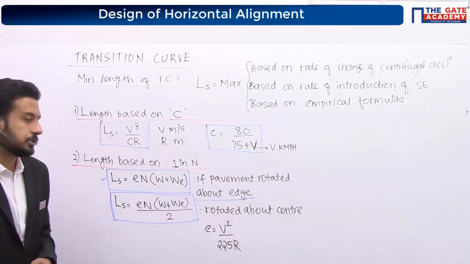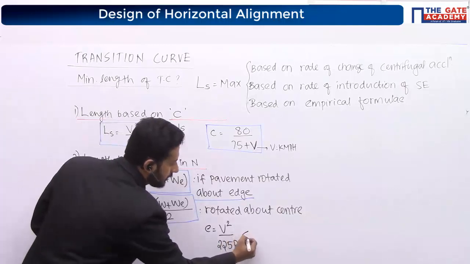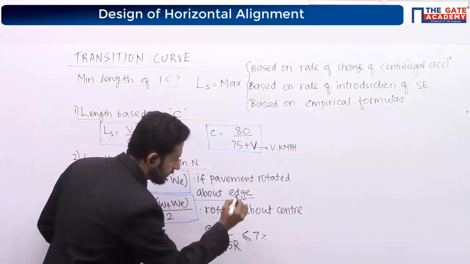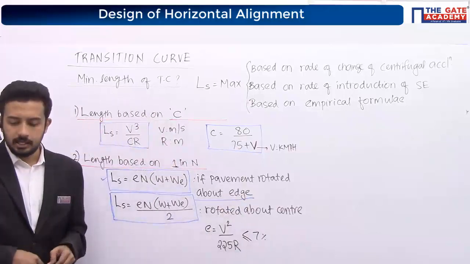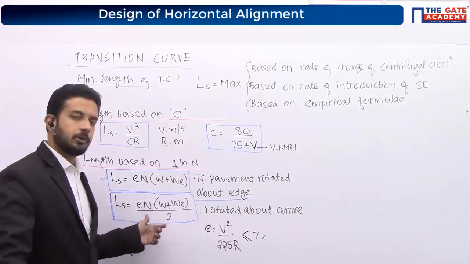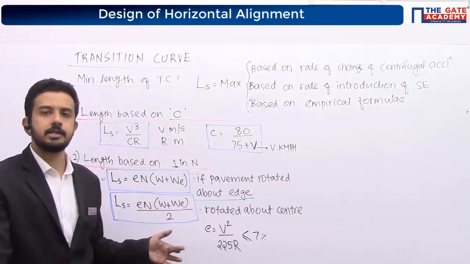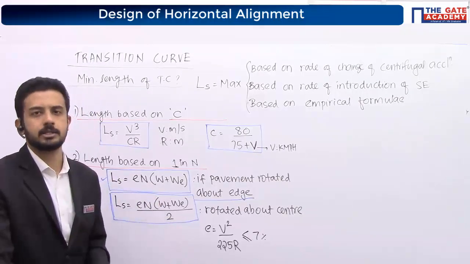Then what all things you have to check while substituting? It should be less than 7%, definitely. Less than or equal to. Correct? 7%. If it is more than that, we are going to put 0.07 only here. By default, 7%. If they are giving hilly area, then 10%.